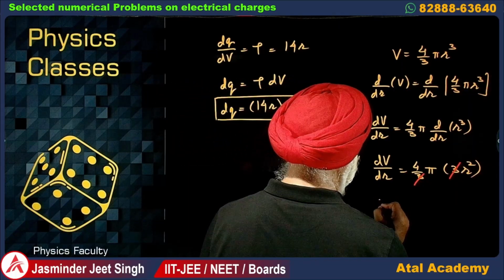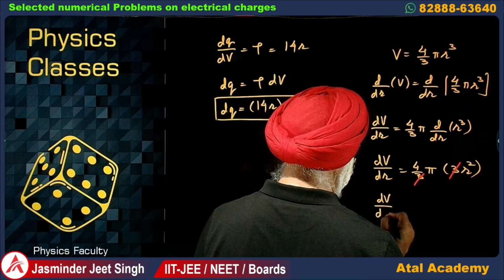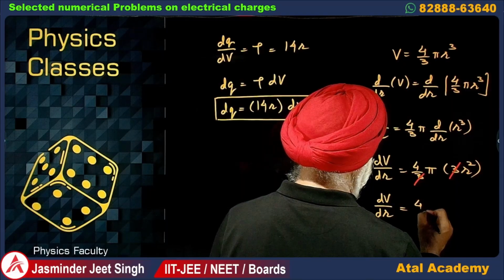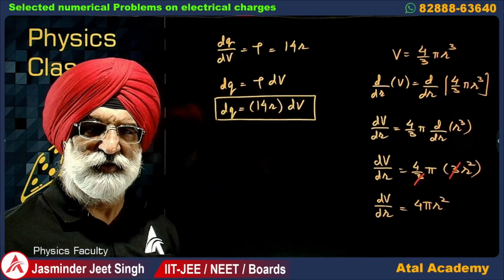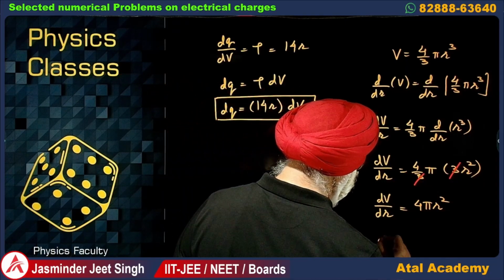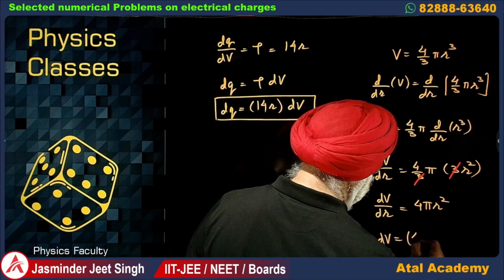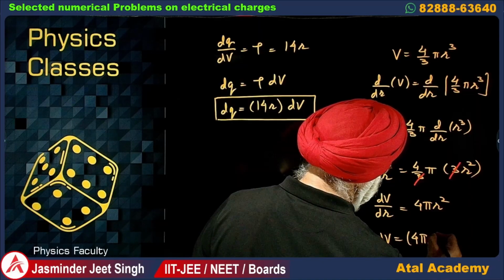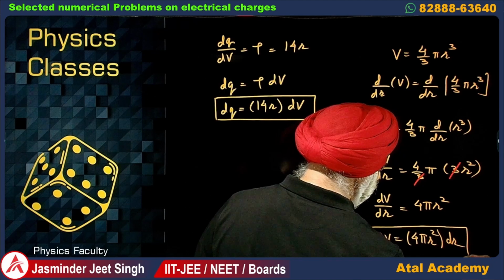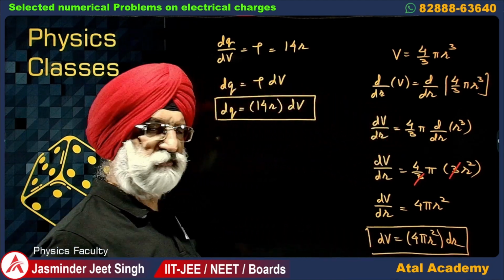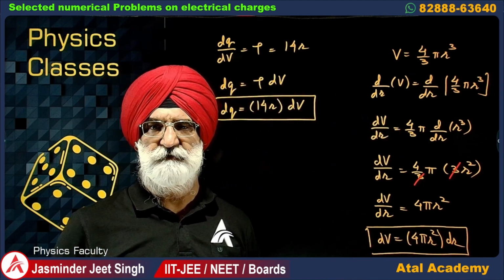What we will be getting is dV upon dr is 4 pi r square. We can write this way also, dV is equal to 4 pi r square dr. This is the required equation of dV in terms of dr.